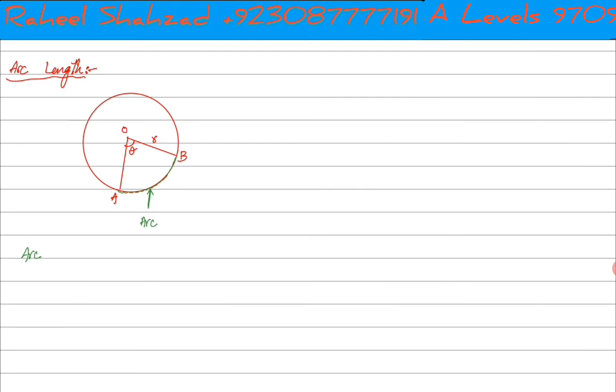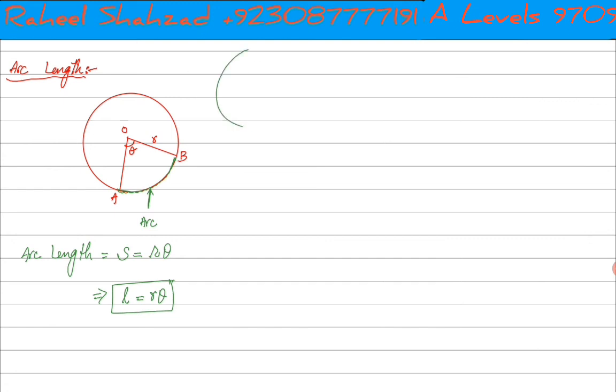Okay, now let's discuss arc length. Suppose OAB is a sector and we need to find this arc. The length of this arc, the arc length, is equal to S is equal to r theta, okay? Or in some books we also write it as L equals r theta. So this is known as arc length.